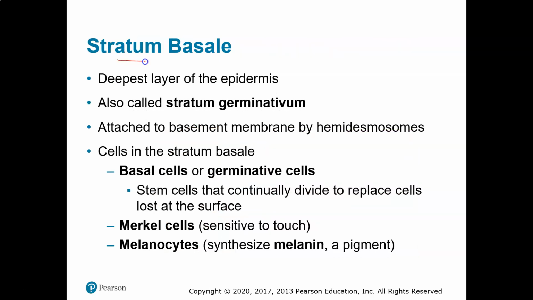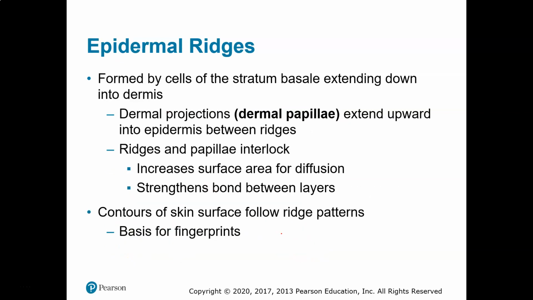The stratum basale is also referred to as the stratum germinativum. It is attached to the basement membrane by hemidesmosomes. And if you'll remember, all epithelial tissue is attached to the basement membrane by hemidesmosomes. The basal cells or germinative cells are the stem cells that continually divide by mitosis to replace the cells that we shed. Merkel cells are touch receptors, and melanocytes produce the pigment melanin.